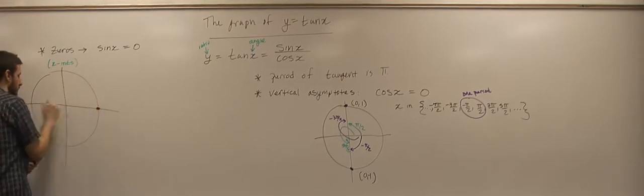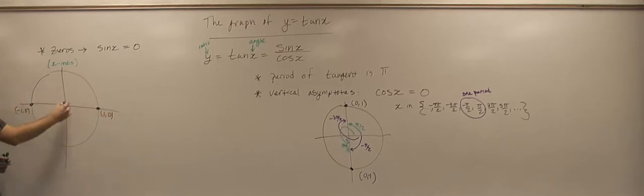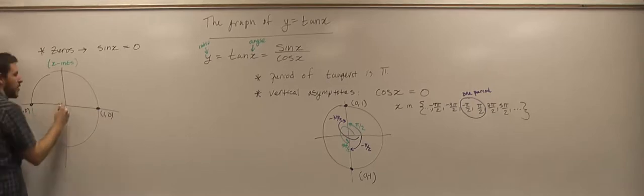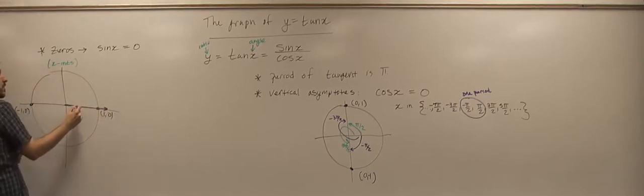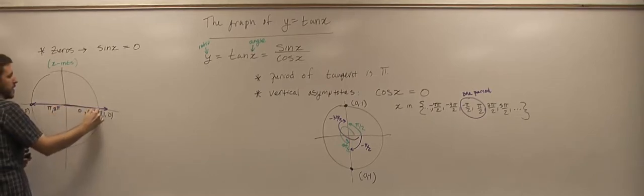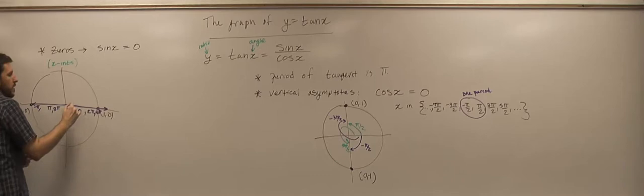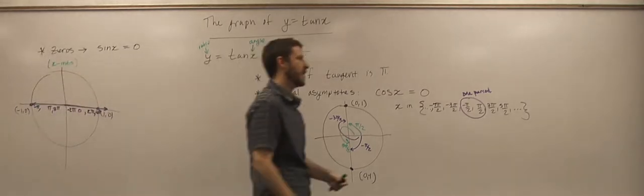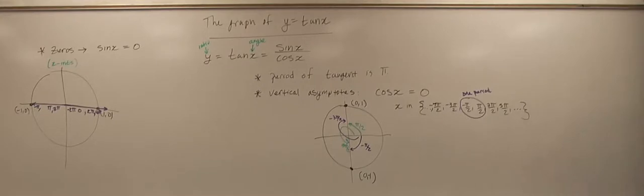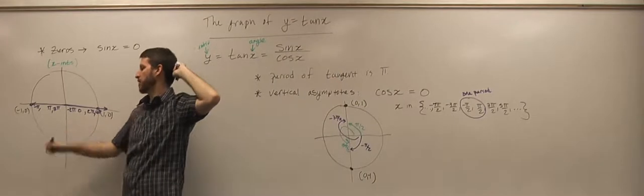Here and here: (1, 0) and (-1, 0). But I need angles. What's the angle here? 2 pi or 0. What's the angle over here? Pi or 3 pi if you keep going. Right? 0, 1 pi, 2 pi, 3 pi, 4 pi. Or you could go backward, negative pi, negative 2 pi. So that's why I put up here the graph of tan x has a 0 at each integer multiple of pi. This means whole number multiples of pi: 1 pi, 2 pi, 3 pi, 0 pi.